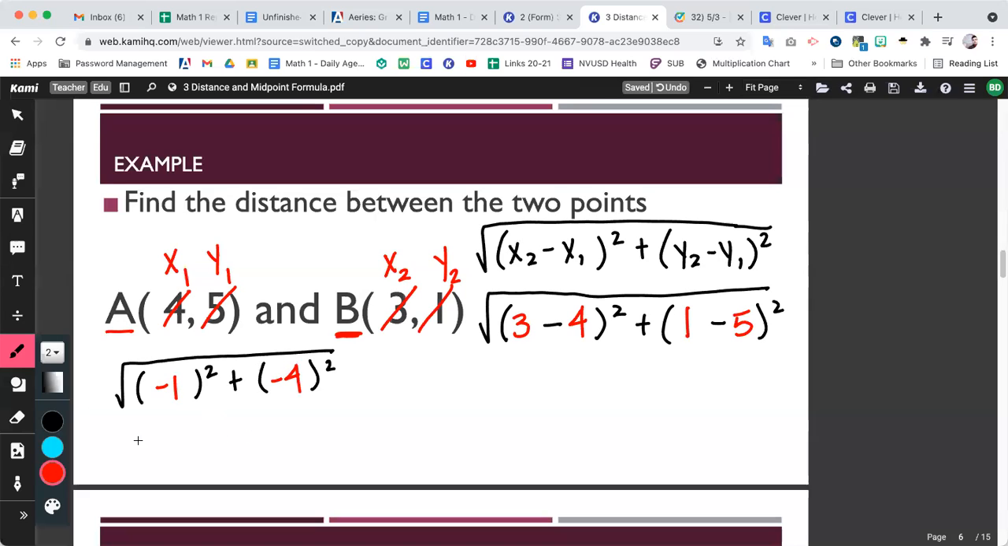Okay, we're almost done. We have 2 more steps. Now we just have to square these. Okay. What's -1 times -1? +1. Very good. Okay. What is -4 times -4? +16. Okay. And so for our final answer, we keep the square root. 1 plus 16 is 17. And that is our answer.